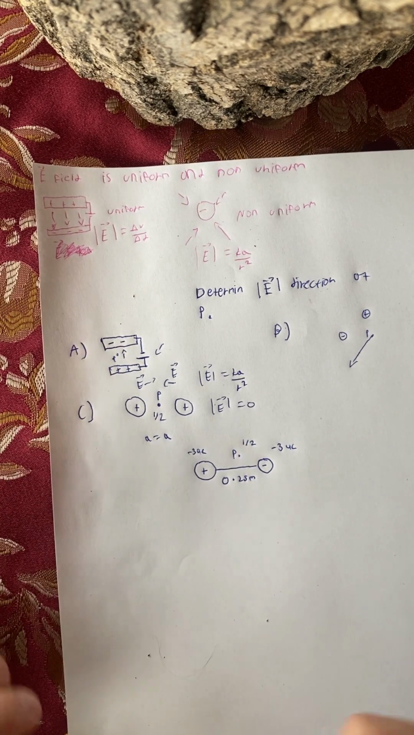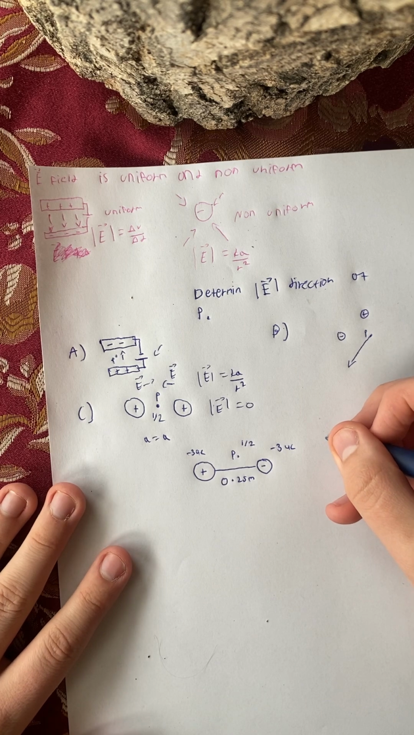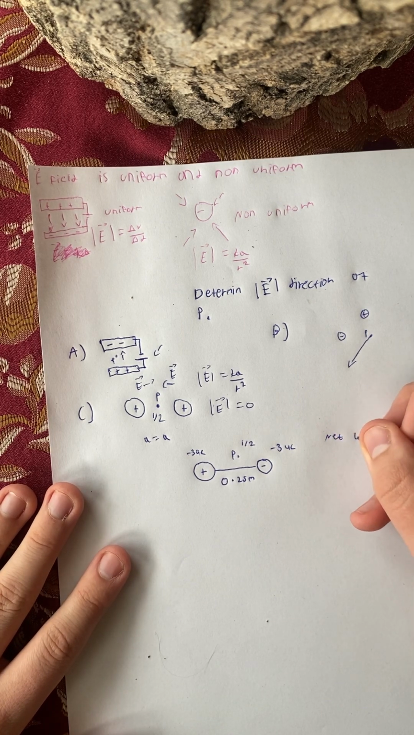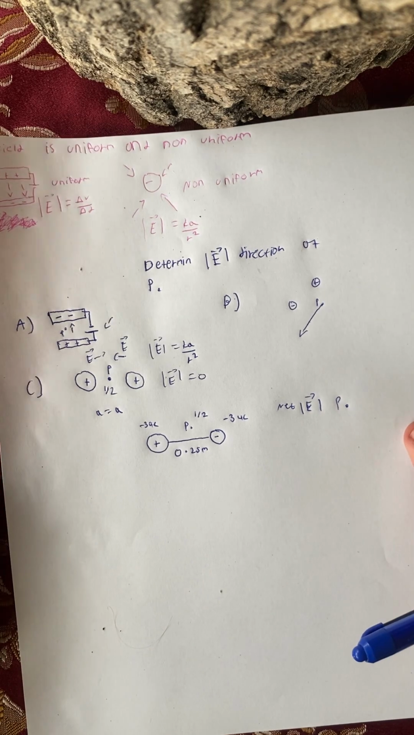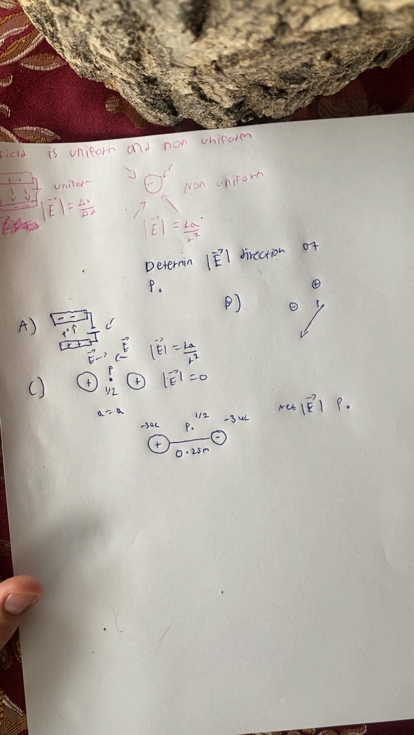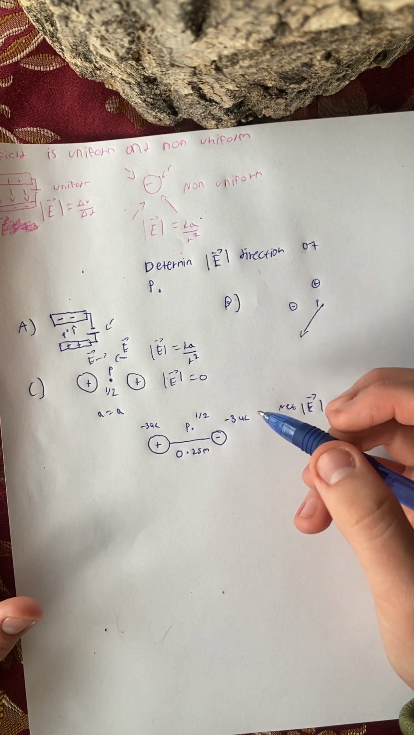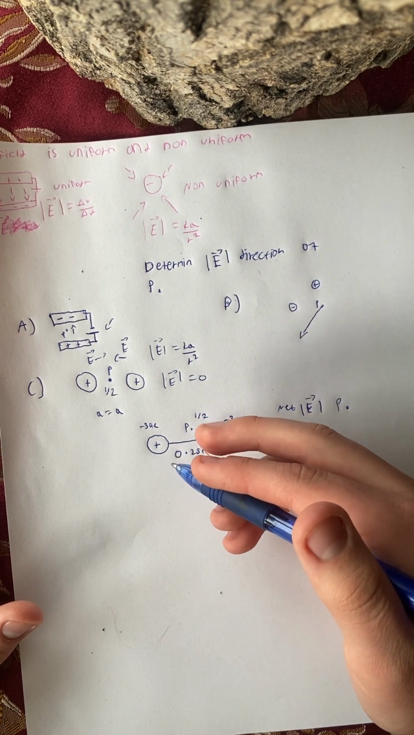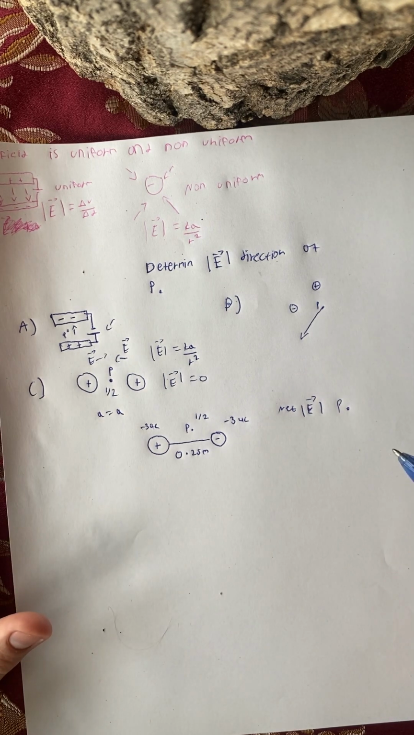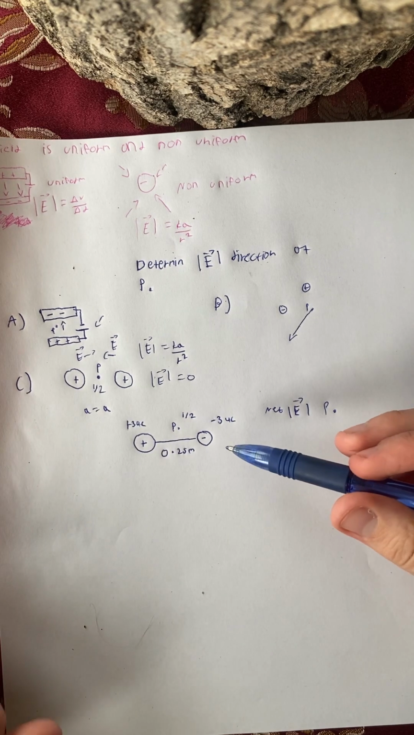So here we have a numerical example for the first time in the video, and what we want to find here is the net electric field strength at point P. So the net electric field strength at point P is going to be a function of what effect this charge has, and what effect this charge has. So both charges are 3 microcoulombs, but this one's positive 3 microcoulombs, this one's negative 3 microcoulombs.